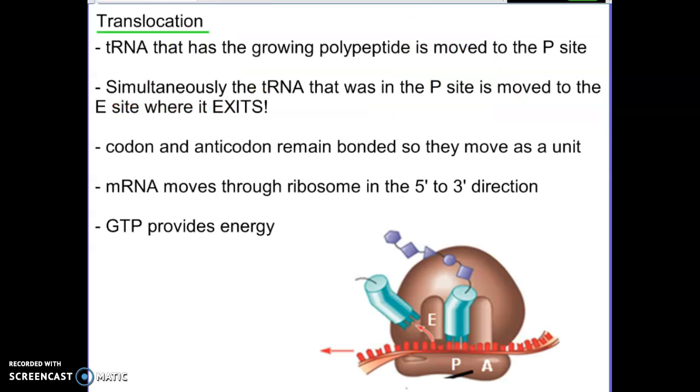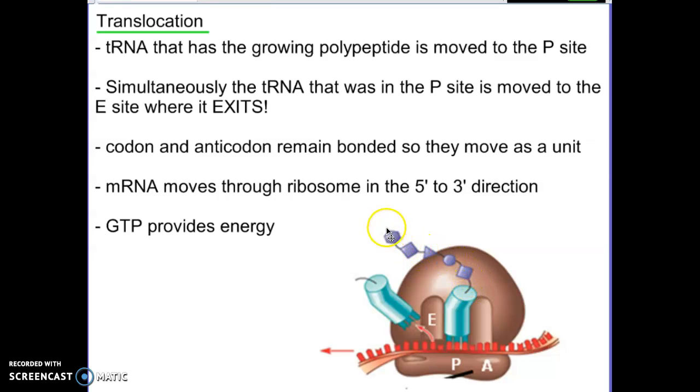Okay, then for the translocation part, remember translocate means to move. Okay, so this is like one smooth step here, even though it's really, really hard to visualize. So the tRNA that was in here is the one that was previously used, now jumps into the E site, and it's going to exit and go pick up another amino acid. Okay, this tRNA that was originally in this A site and brought this amino acid hops over to the P site.